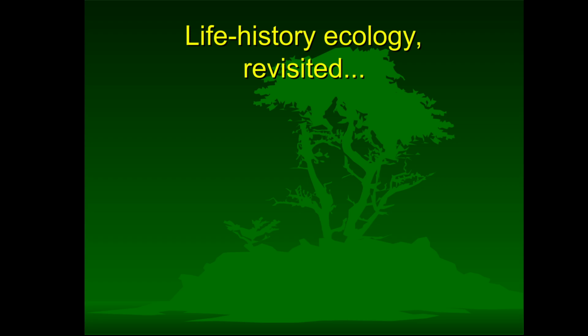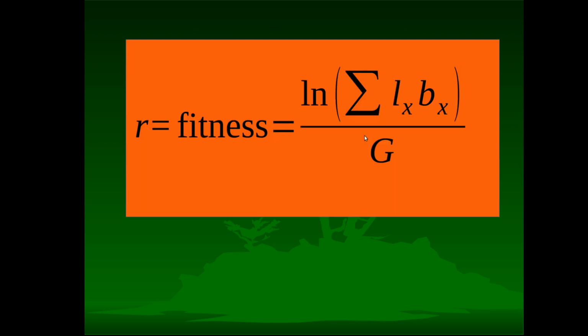Okay, so looking at life tables allows us to quantify life history strategies in question. We already looked at how you use life tables to calculate fitness. So if you consider the equation for fitness, little r, or fitness, equals the log of the sum of Lx bx divided by generation time, then we can see that fitness can be increased by increasing survivorship, by increasing fecundity, or by decreasing the generation time.